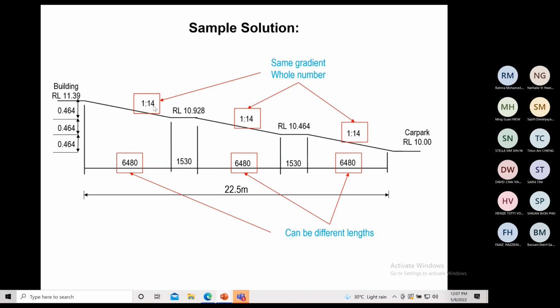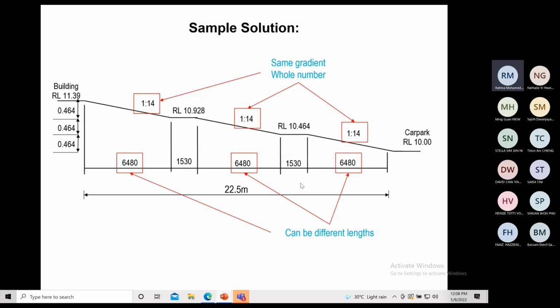Then you use gradient 1 to 14, the steepest one. You use this gradient with the vertical distance, then you get your horizontal distance. You do that for all the 3 parts. Then after that, you take 22.5, you minus 3 multiplied by 6,480. Then you know that all the remaining length, you distribute it into your landing. So in this case, your landing will get 1530, because that 1.2 was just the minimum. Yeah, this is how you do it.